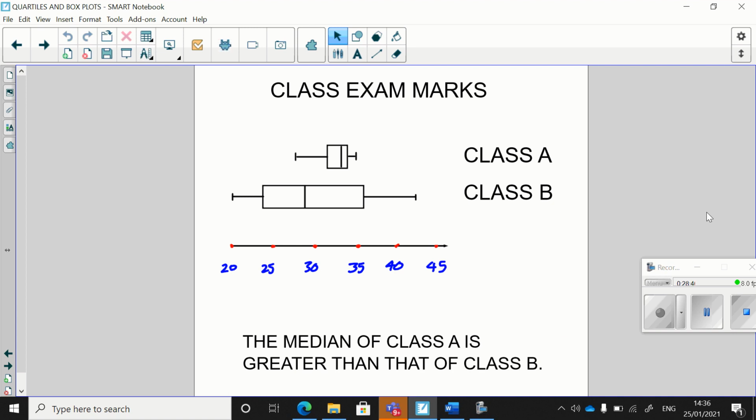The median of Class A. Where's the median? Median of Class A. That's the line in the centre of the box. The median of Class A is greater than that of Class B. You could actually go and get the figures here or read them from the graph itself. So that's a valid comment there. We can see it. Right, that's why the box plots are sitting next to each other. So what else could we determine here from the box plot?